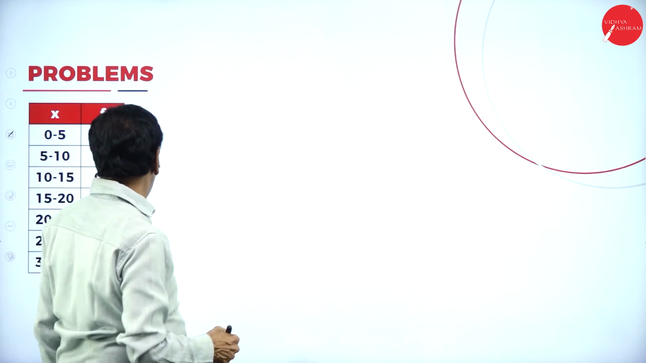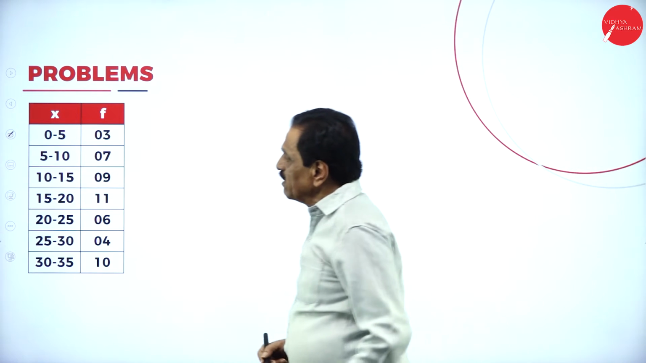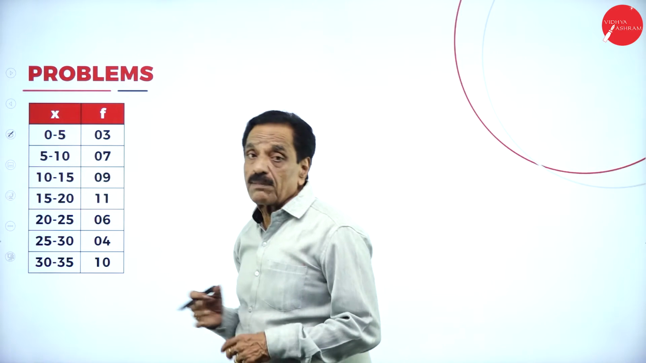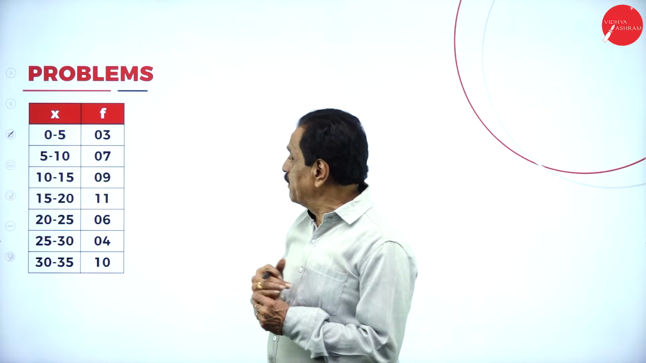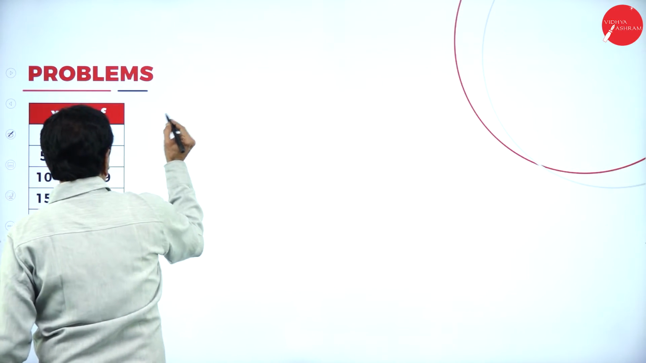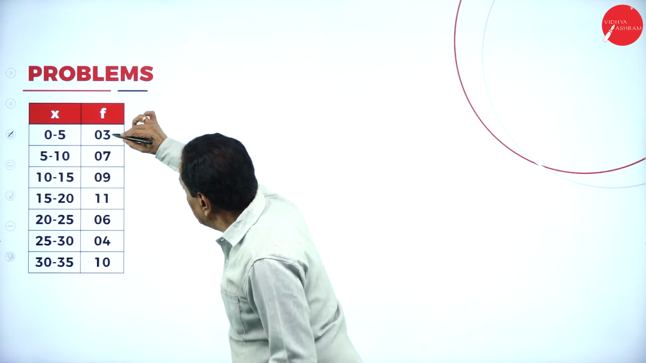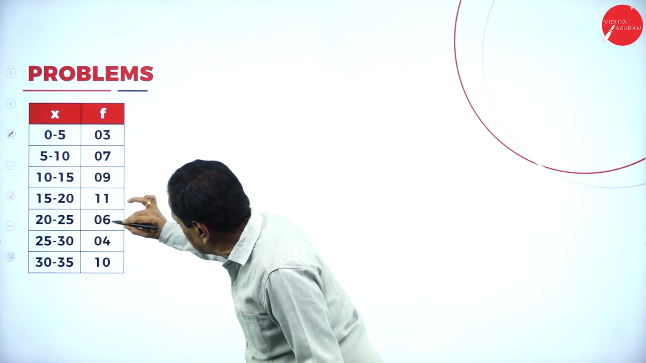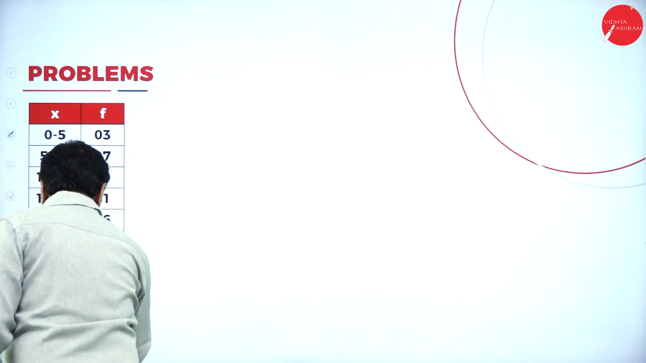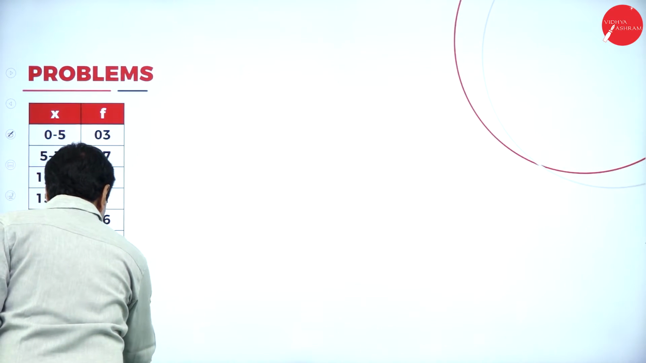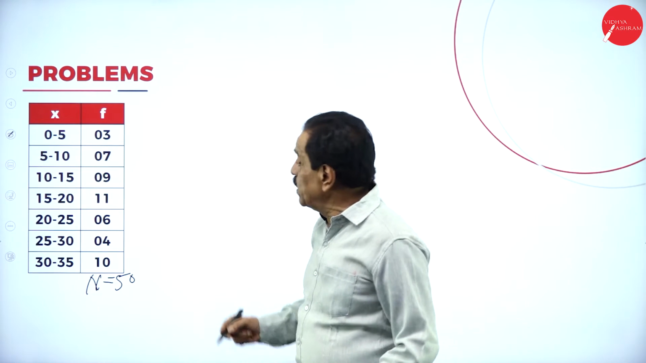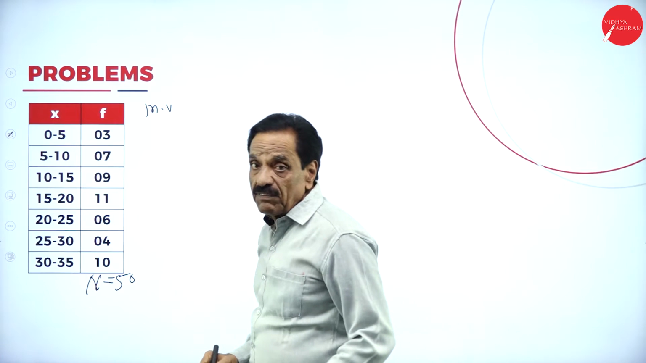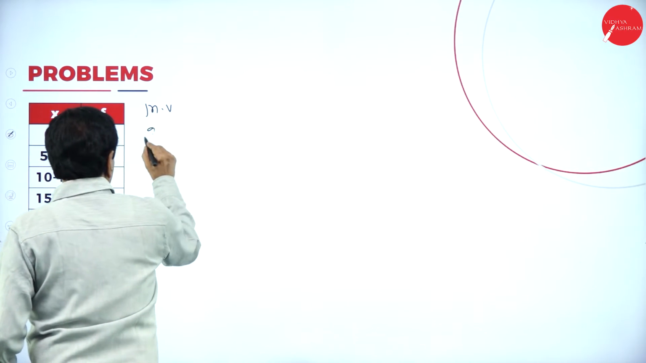We'll go to the next problem. 0 to 5, 5 to 10, 10 to 15. So 0 is called the lower limit, 5 is called the upper limit. What is the first step to do? Add the frequency. 3 plus 7, 10, 19, 20, 30, 36, 40, 50. N is equal to 50. Find the mid value. 0 plus 5 is 5, divided by 2 is 2.5.